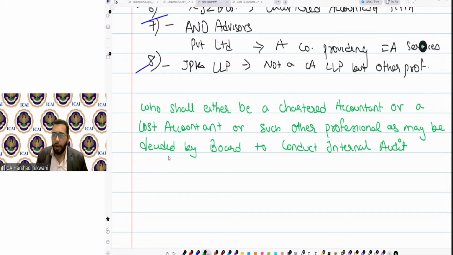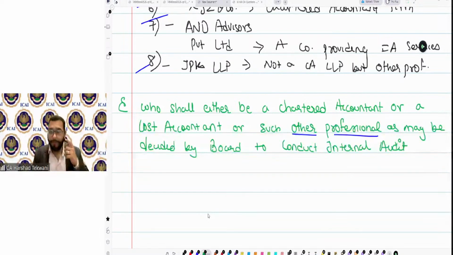Okay, to conduct internal audit of the functions and activity of the company. Now here the term CA is defined, the term CS is defined. Sorry, cost accountant is defined, but the term professional is not defined. So this term, other professional, is not defined. Number two, this is the section itself.